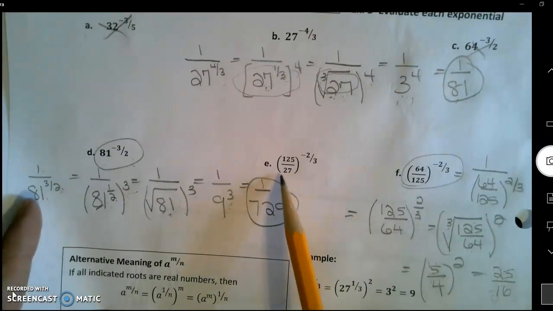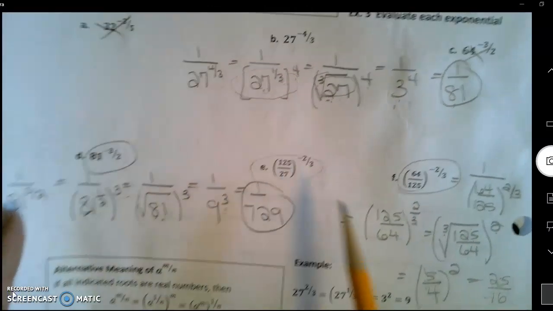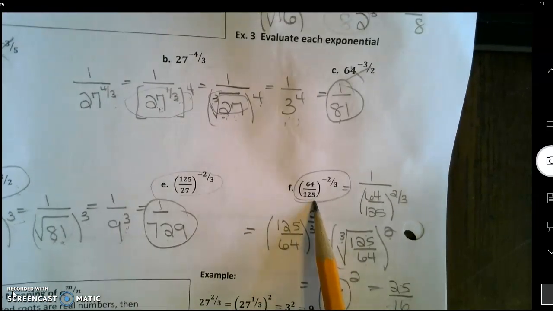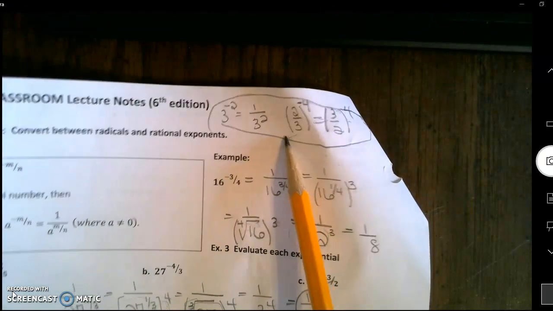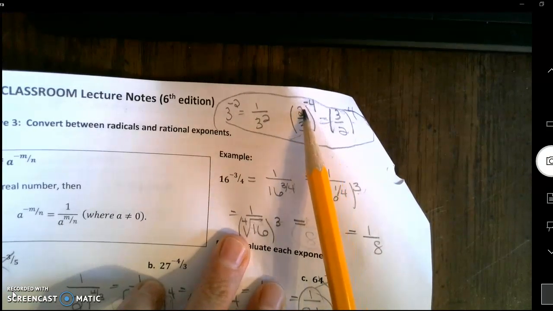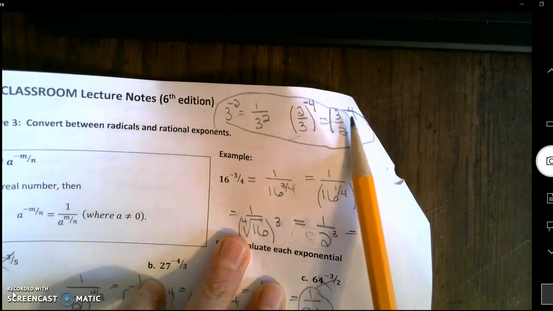Okay, so again, I'm not going to do all of them. I'm going to skip this one. And I want to go to this one right here. Before I do it, I just want to remind you of something from your last class. If you have a fraction to a negative exponent, one way you can simplify it to make it a positive exponent is you write the reciprocal and then the positive exponent.